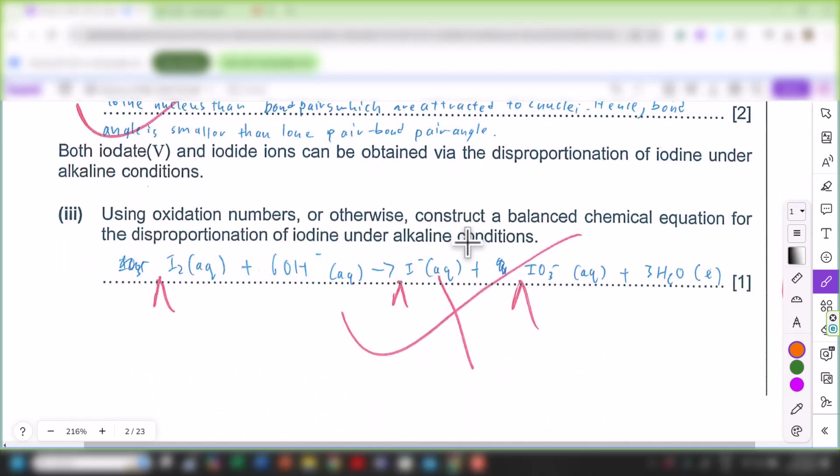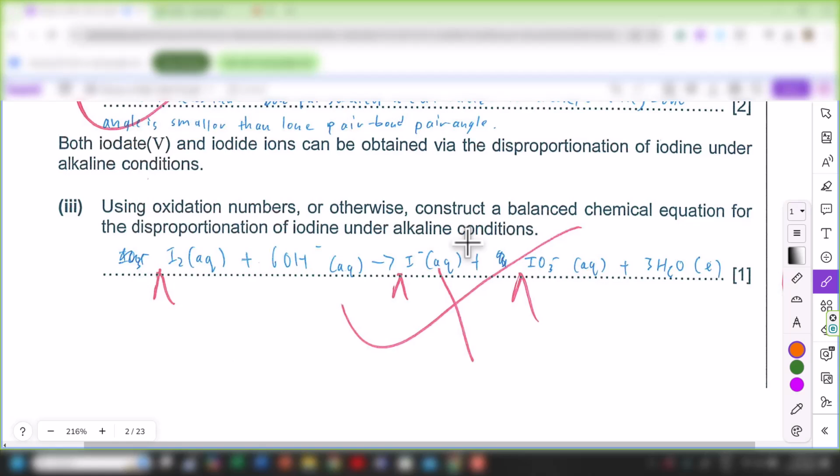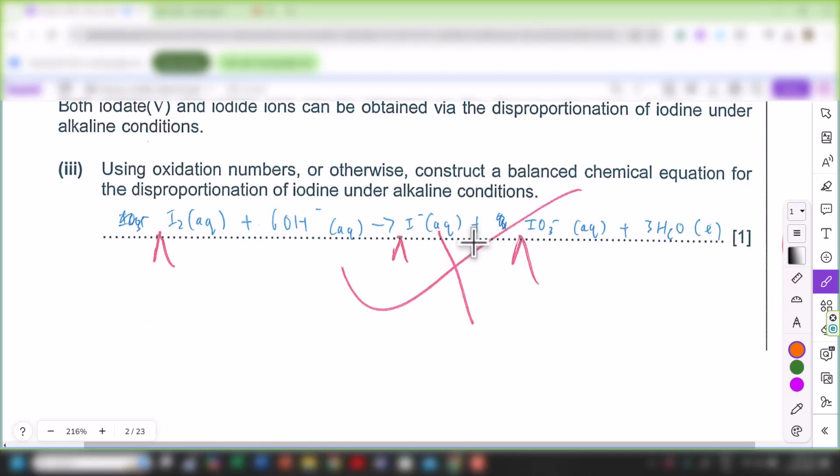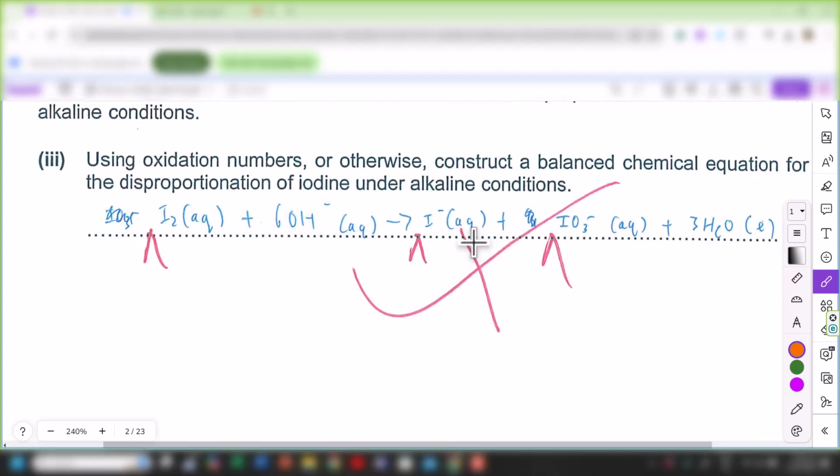The big issue comes when it comes to the disproportionation part, because I think you are still balancing equations solely by looking at the atoms, material balance. I think I mentioned to you all before that in JC1, the best way to balance equations is really to look at electron transfer.